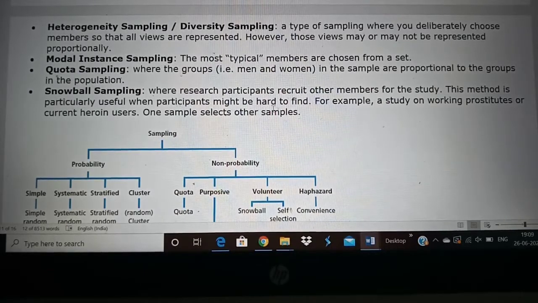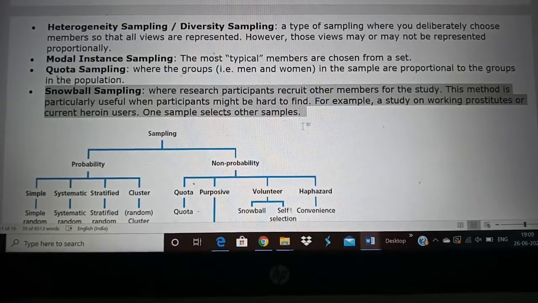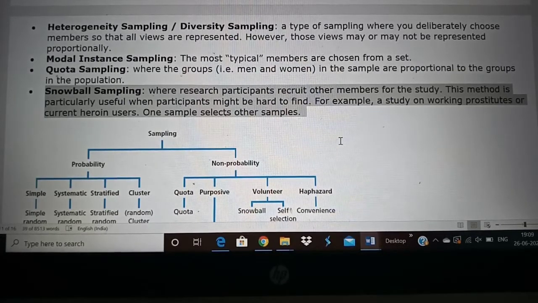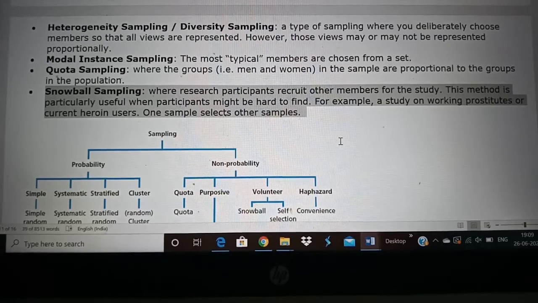Finally, snowball sampling. This is a 3 mark or 5 mark question in your exam. Here the research participants themselves recruit other members for the study. Suppose you want 100 samples for your study on drug addicts. Can you find 100 drug addicts in Vellore? No. It will be very difficult, because you don't know anybody who is taking drugs. So what do you do? You go to one drug addict whom you know, and tell that person, you know a lot of drug addicts in Vellore, you select the samples for me. So the samples that you selected go out and select more samples. That is snowball sampling. Here research participants recruit other members for the study.